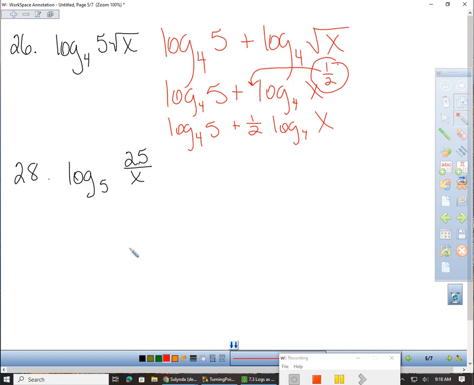Number 28. We have, again, in the log world, when we divide, we really subtract. So we have log base 5 of 25 minus log base 5 of x. Now this one's got a little trick in it. You'll notice the 25 here can be written as 5 squared.